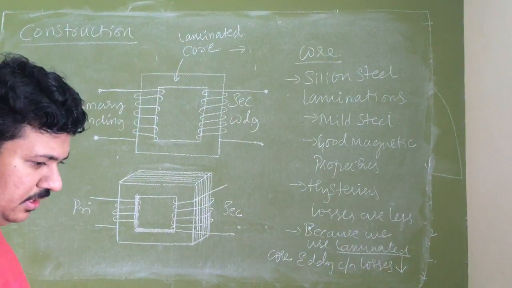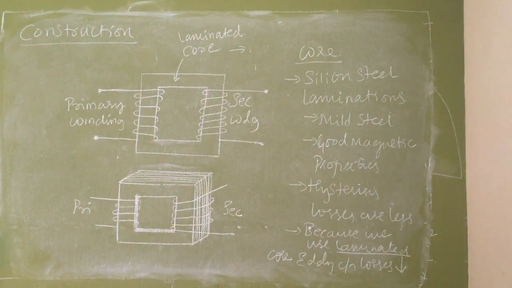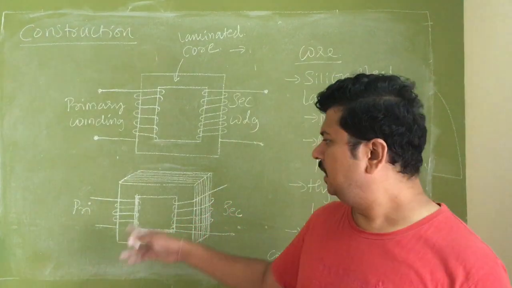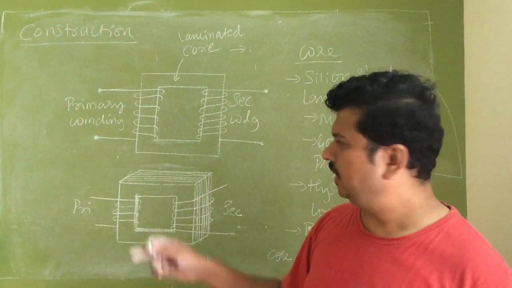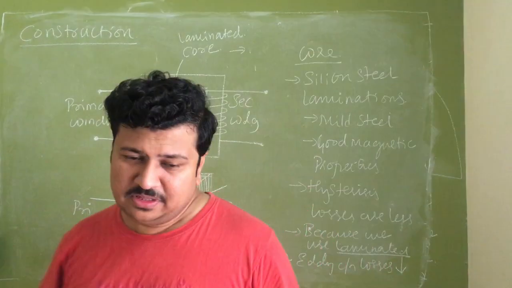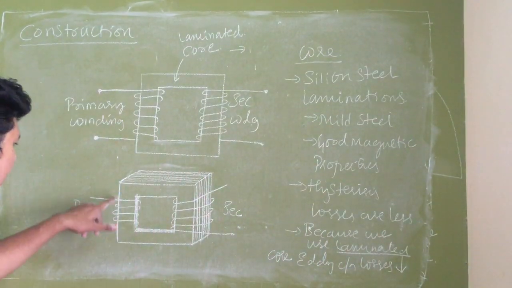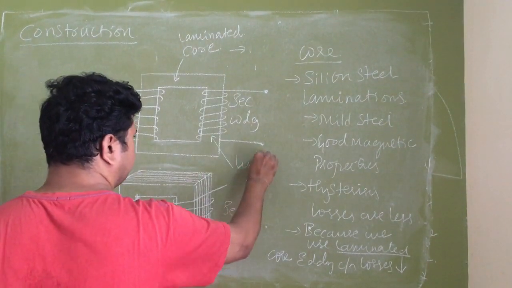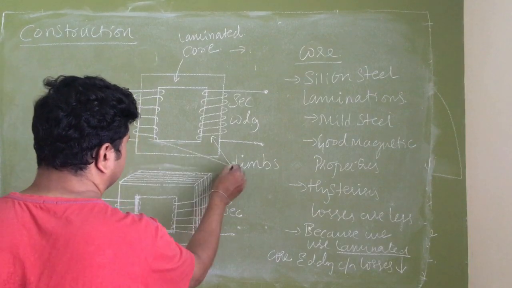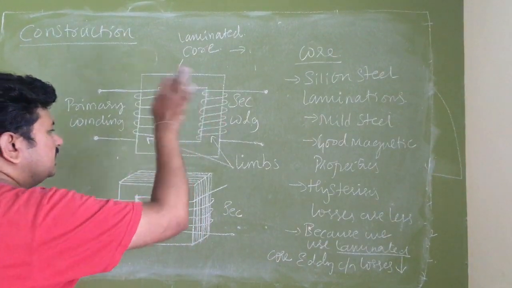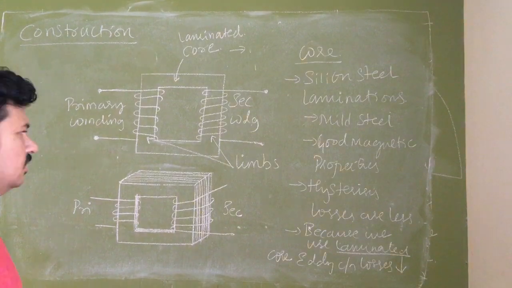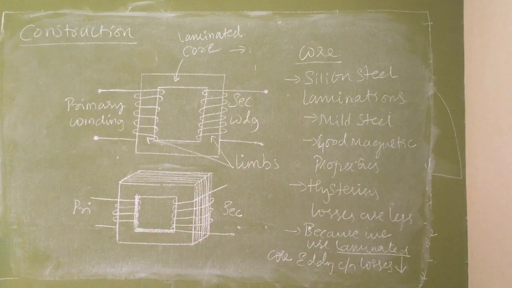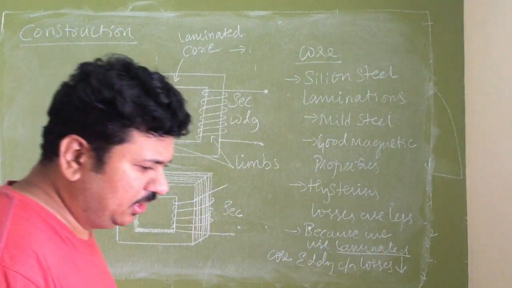So this is the construction of a transformer. The transformer has two parts, winding and core. Winding is wound on the core. And the part of the core on which the winding is wound is called limbs. This is the primary limb, this is the secondary limb. So these are called limbs.